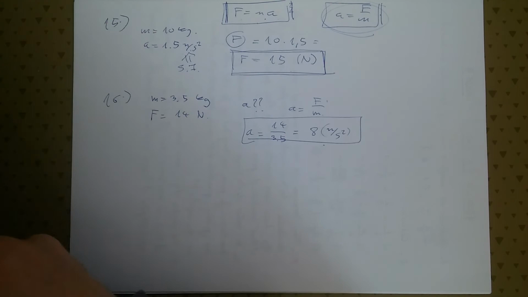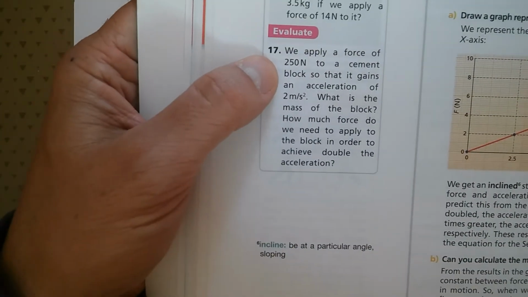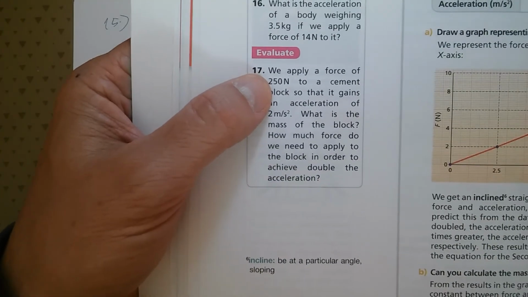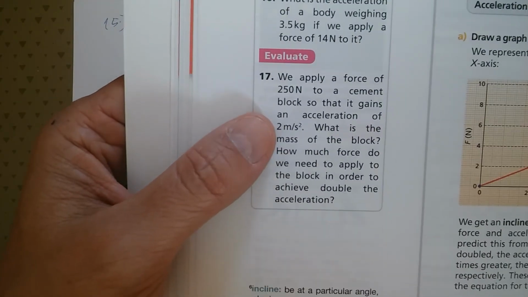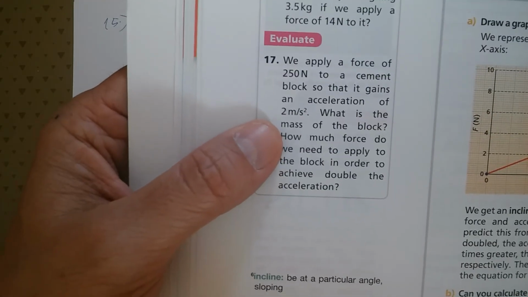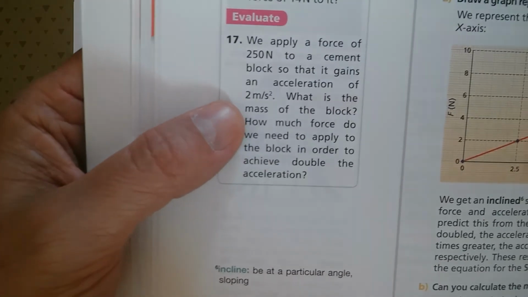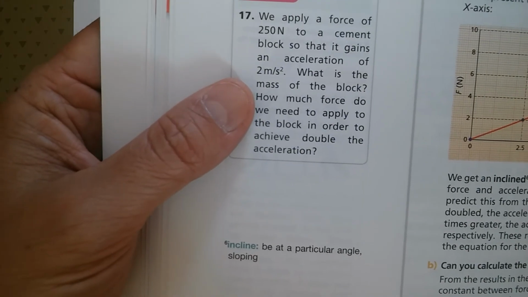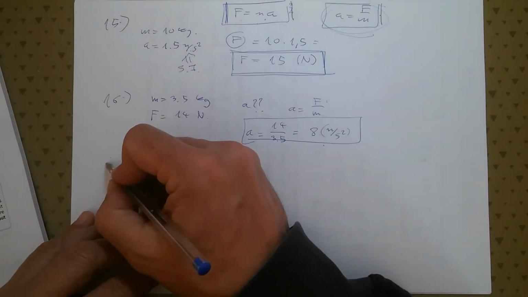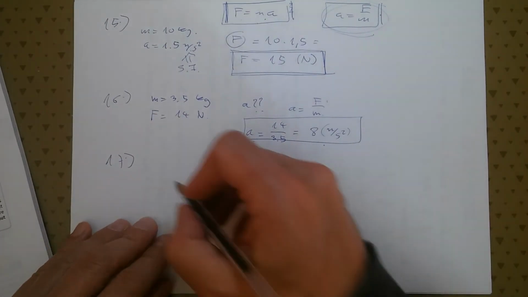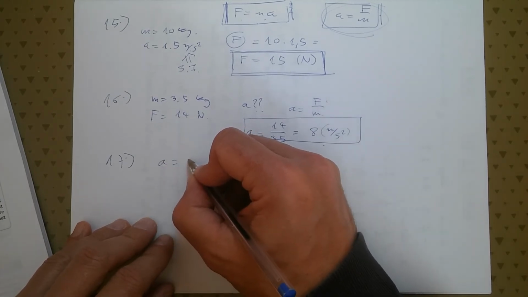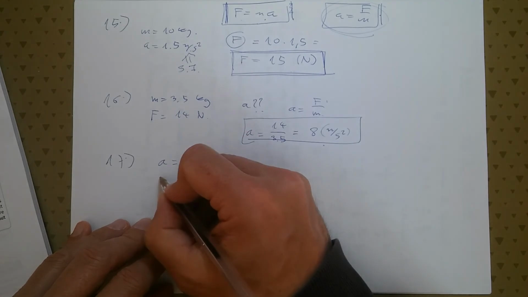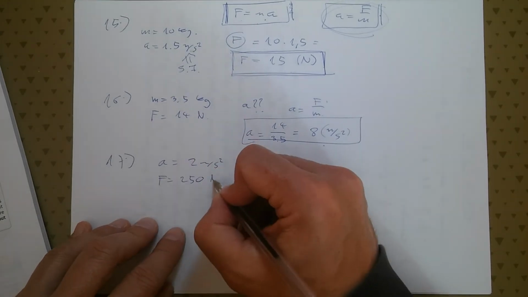And to end with, let's go to exercise 17. We apply a force of 250 newtons to a cement block so that it gains an acceleration of 2 meters per square second. What is the mass of the block? And how much force do we need to apply to double the acceleration? Okay, first, let's calculate the mass. You see now, in 17, we need to calculate the mass. They give me the acceleration, that is 2 meters per square second, and the force, that is 250 newtons.